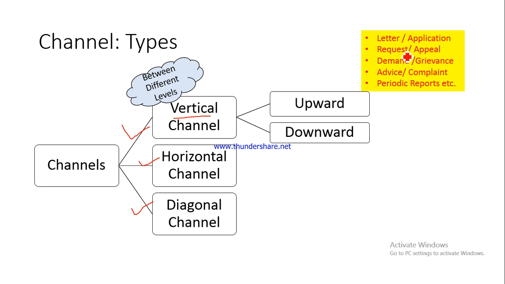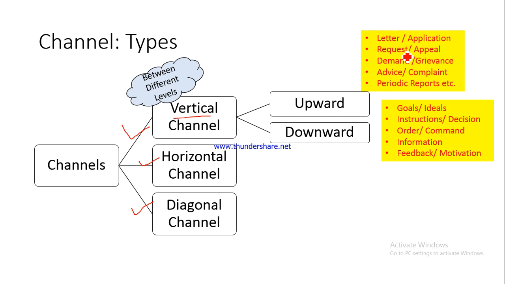Reports are generally sent by the lower level in the organization to the higher level, so that the higher level can make decisions. So these are examples of upward communication. Let's talk about downward communication.